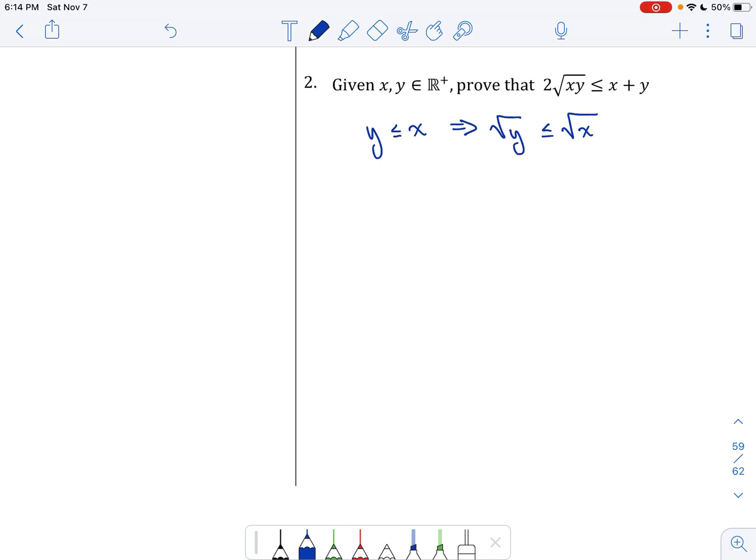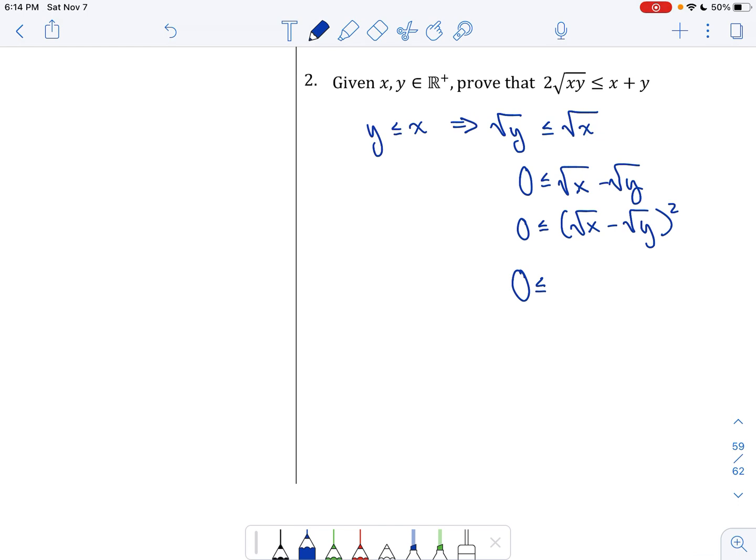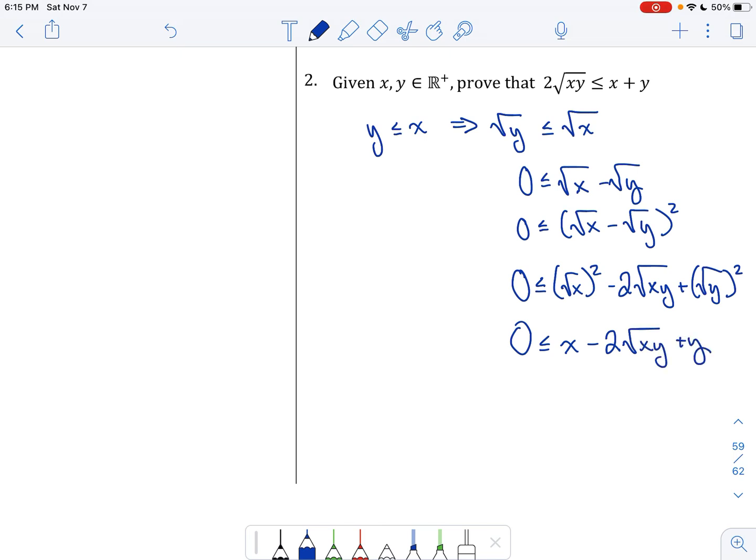Now, the next thing I'm going to do is I'm going to subtract over the root y. So similar to our previous proof, root x minus root y. And then what I'm going to do is square both sides. And since we're talking about positive numbers, that's fine. So 0 squared is 0. And then root x minus root y squared, we can expand using the binomial theorem. So that's root x squared minus 2 root xy plus root y squared. I can do some simplifying there. 2x minus 2 root xy plus y.